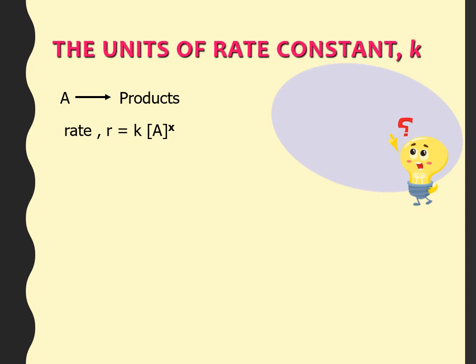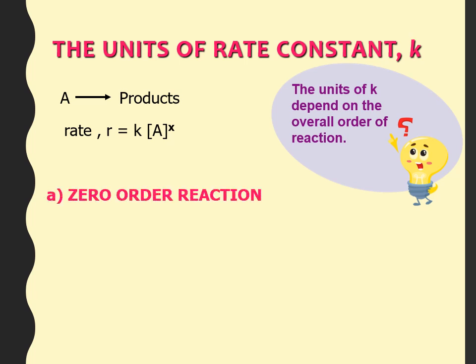Let's say we have A becoming products. We don't need to know what the products are because we're just going to use the reactant. So the rate law would be k, concentration of A to the power of x. The units of k now depend on the overall order of reaction. So we're going to look at 0, first and second orders.